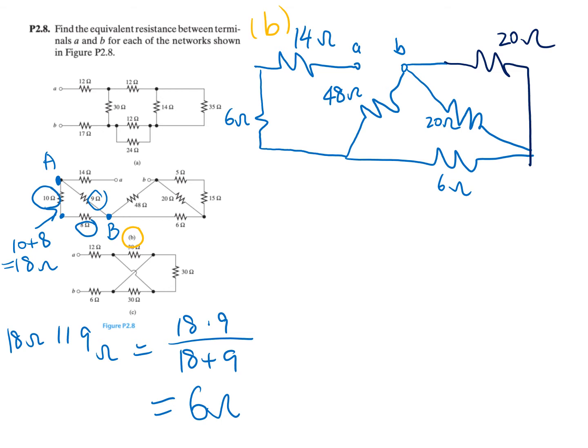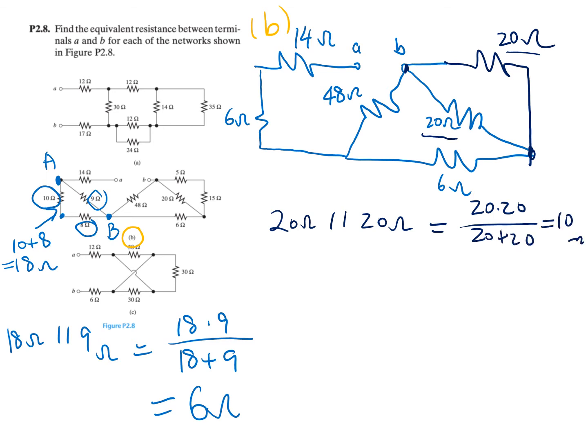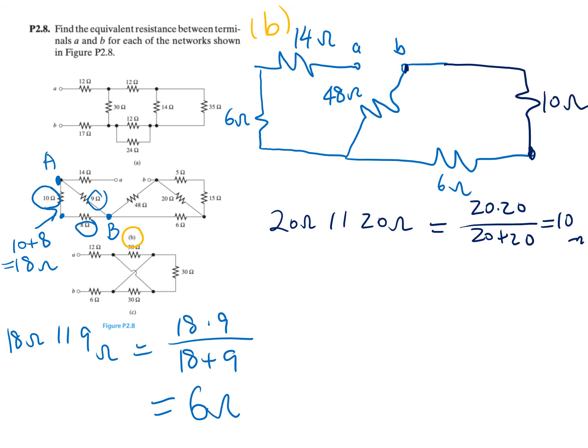Then you can find that this 20 ohm resistor is connected with this 20 ohm resistor and they share both of their two nodes. So they are in parallel. 20 ohm in parallel with 20 ohm. That's 20 times 20 over 20 plus 20. And this is equal to 10 ohm. So you can erase this and redraw the circuit. This will be a 10 ohm resistor.